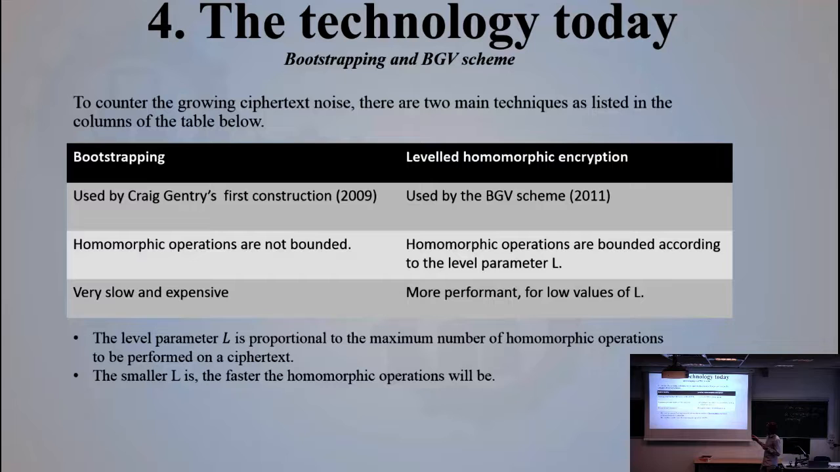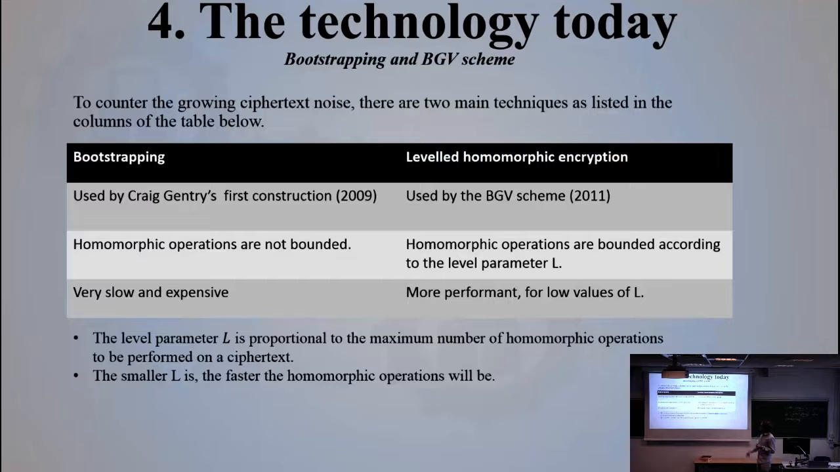Now, to counter this growing noise, we have two techniques: bootstrapping and levelled homomorphic encryption. Bootstrapping was the first technique, invented by Craig Gentry in 2009. It allows fully homomorphic encryption, which is great, but it is very slow and expensive in terms of resources.